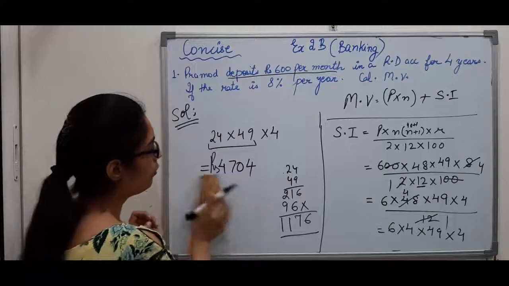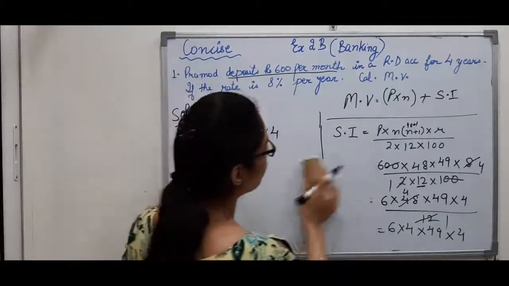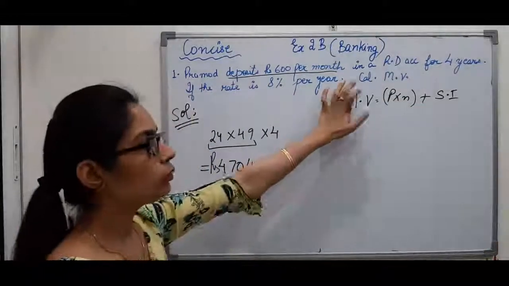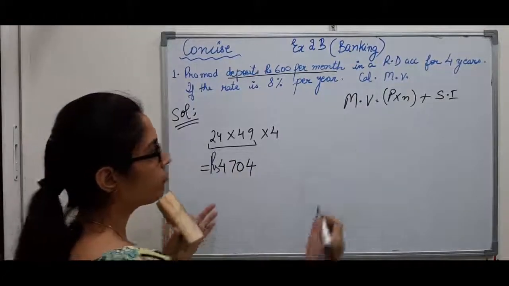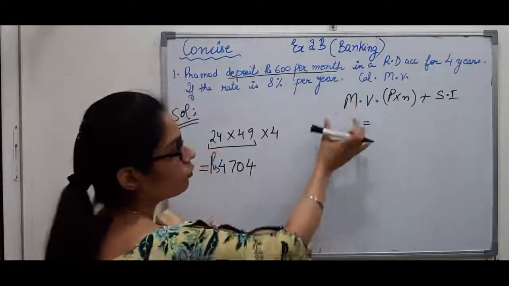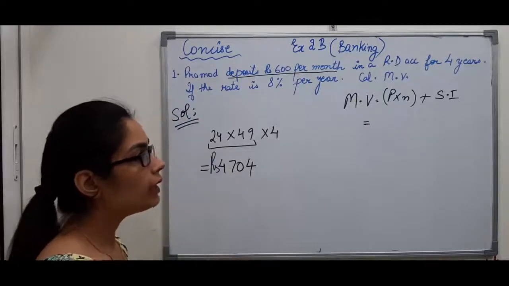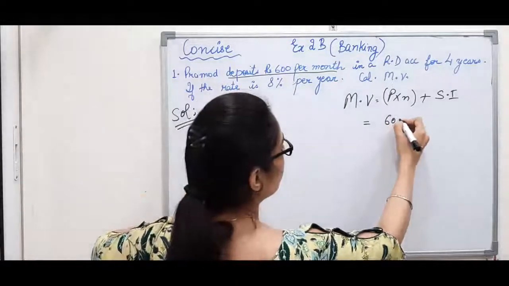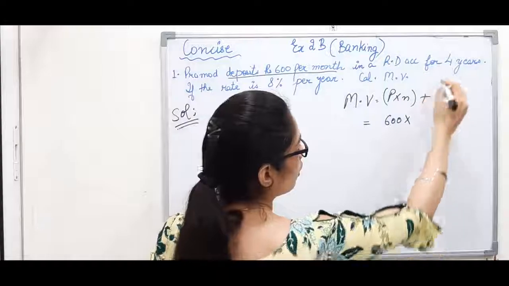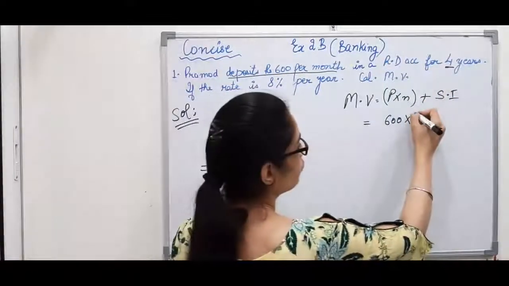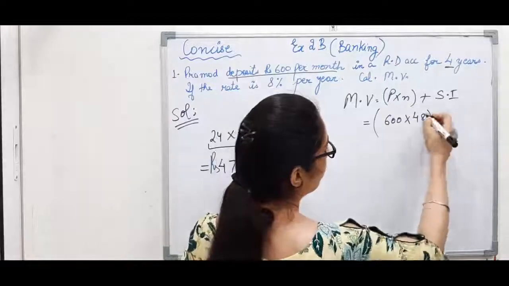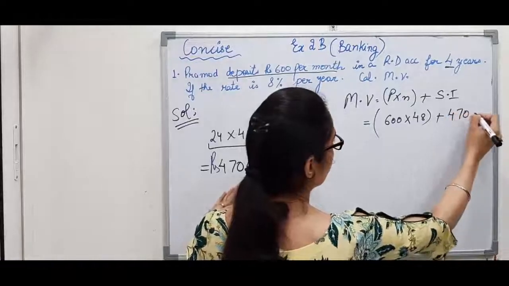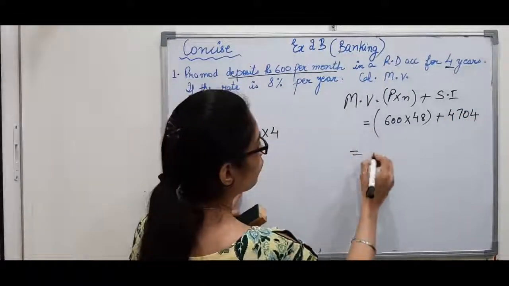4704 rupees. So now I will use this value of simple interest in order to calculate maturity value, because the main question they have asked us to calculate is the value of maturity. So I will write down all the values, because the formula of maturity value is P into N plus simple interest. So P is, I can see it from here, it is 600, and we have converted this 4 years into months, so it is 48 months plus simple interest. Just now we have calculated, this is 4704.